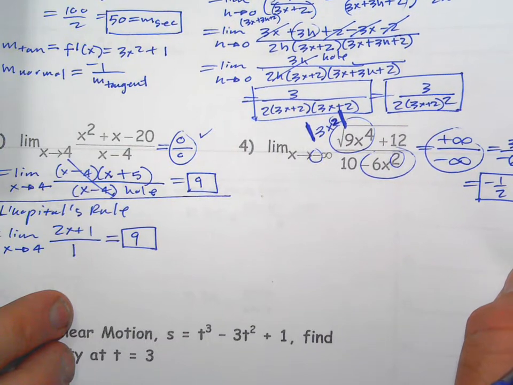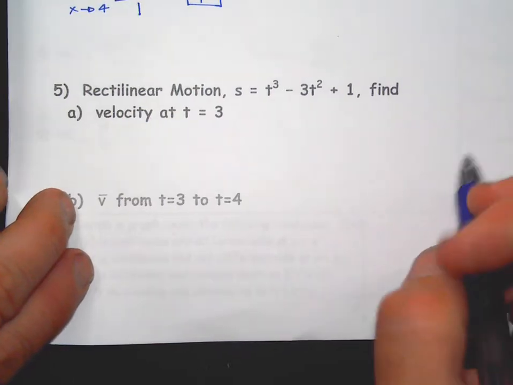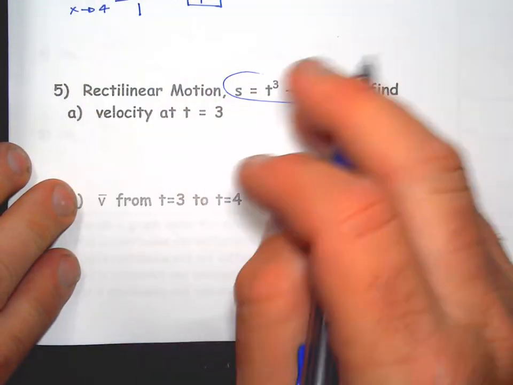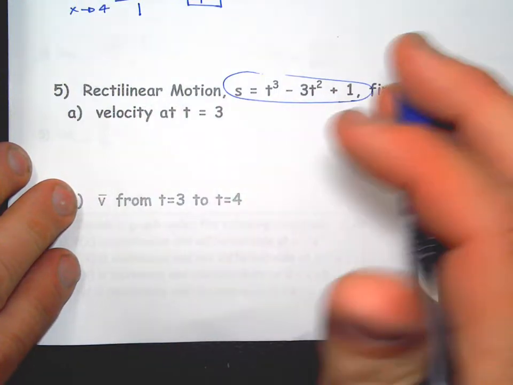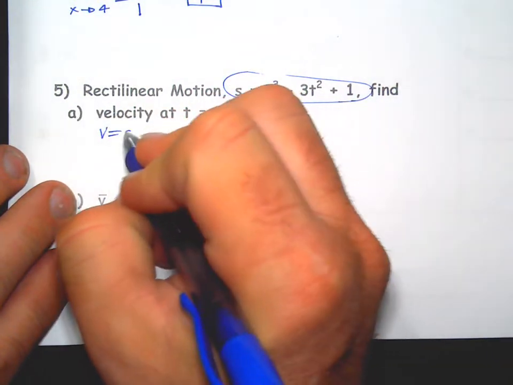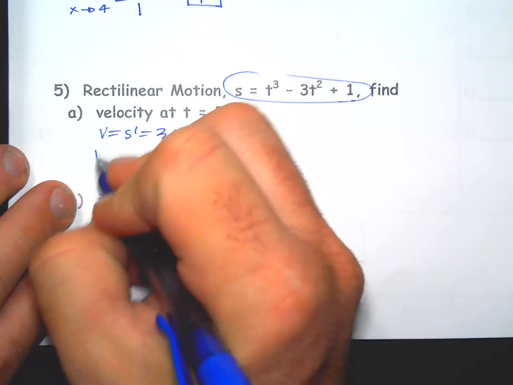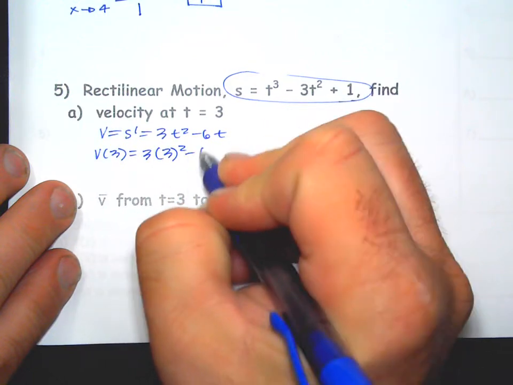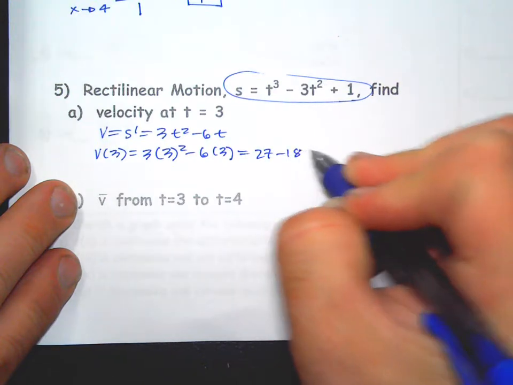You could do L'Hopital's rule on that, but it involves stuff that I haven't really technically shown you in lessons yet. Rectilinear motion. Now, this one isn't gravity. This isn't necessarily vertical, or it can be horizontal. But velocity. Well, velocity is the derivative of position, so that's 3t squared minus 6t, and then we can plug 3 into it, and we get 3 times 3 squared minus 6 times 3. It's going to be 27 minus 18 equals 9.